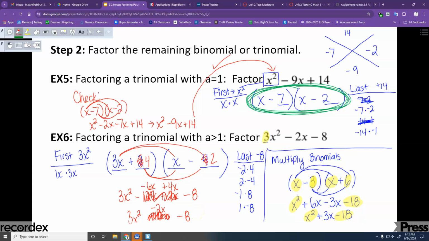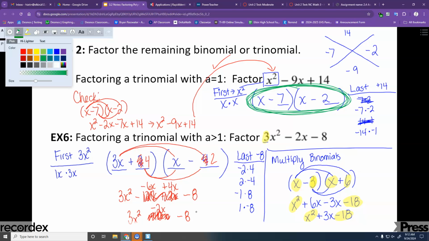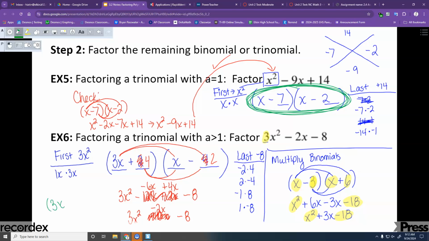So the correct answer for this, I'm going to write it over here a little cleaner, 3x plus 4 times x minus 2. Or you could have them in the opposite order. It could be x minus 2 times 3x plus 4.